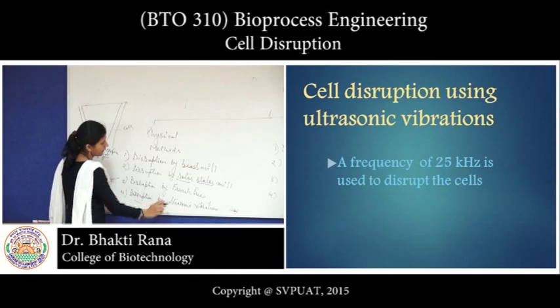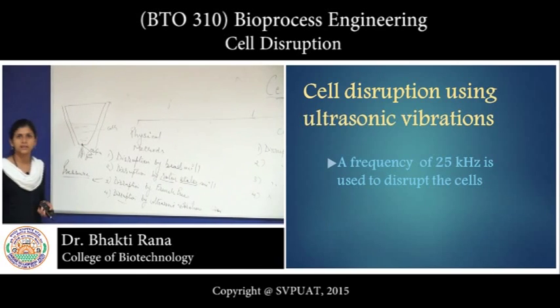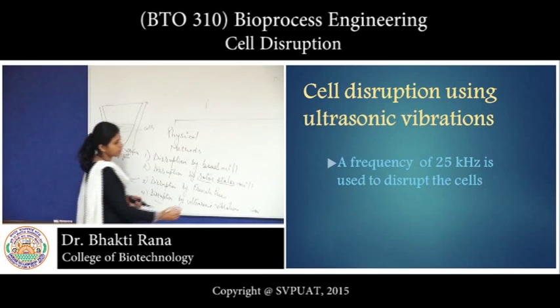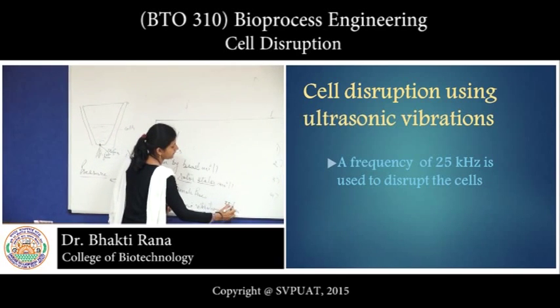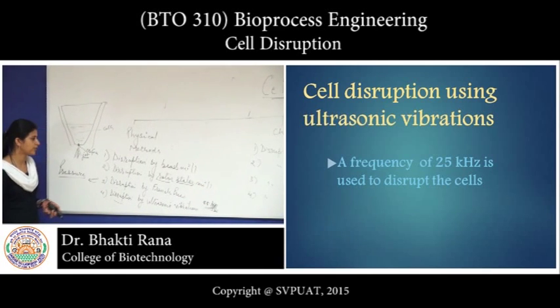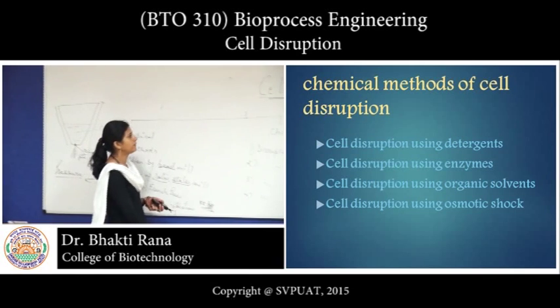Then the next one you have is disruption by ultrasonic vibrations. As you all are familiar with ultrasound, the vibrations are there. Vibrations of more than 25 kilohertz, mostly 25 kilohertz, are used to disrupt the cells. Then next you have chemical methods.